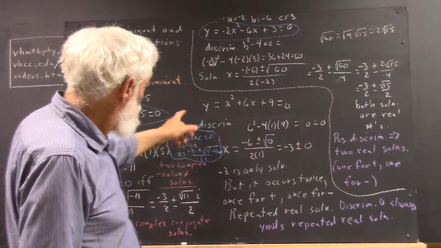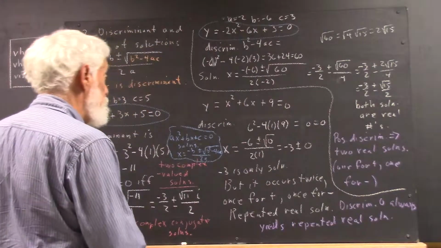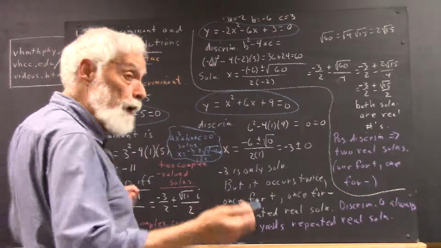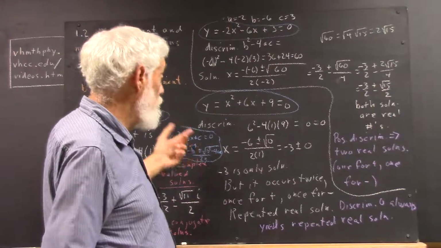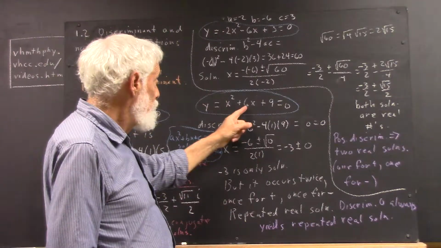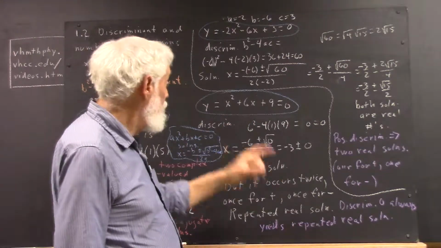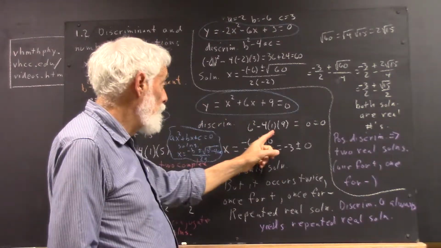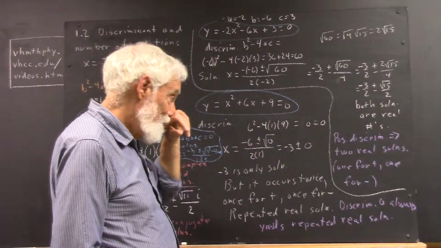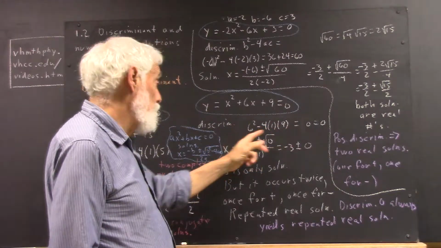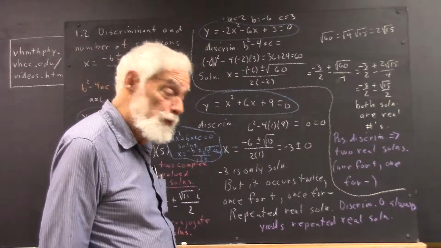Okay. Now the third equation, this one, we identify A, B, and C as before, and we plug it into our discriminant. B is 6, so we get 6 squared for B squared, minus 4AC, coefficient of x squared is 1, that's A, and we have the 9. So we have 6 squared minus 4 times 1 times 9. Well, that's 36 minus 36, and that's 0.